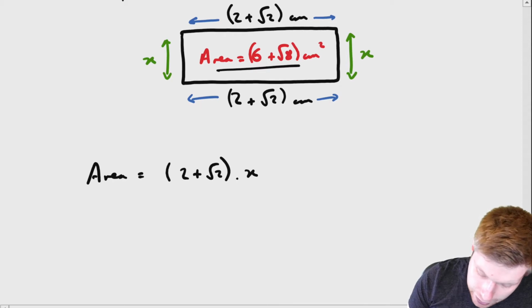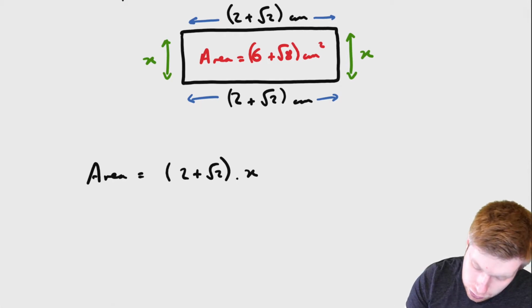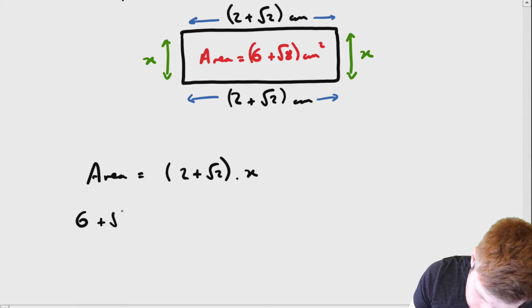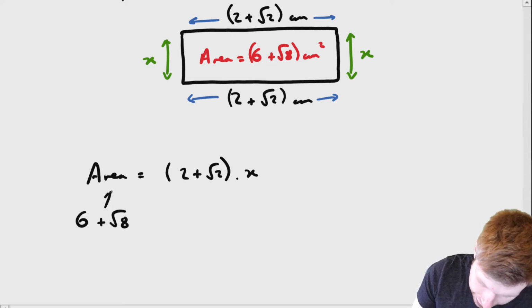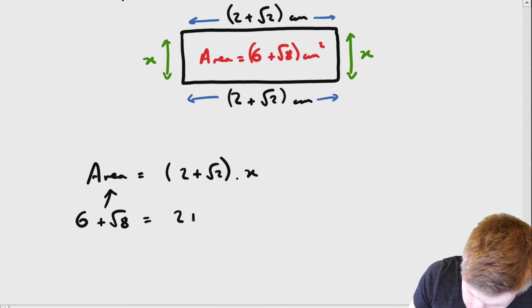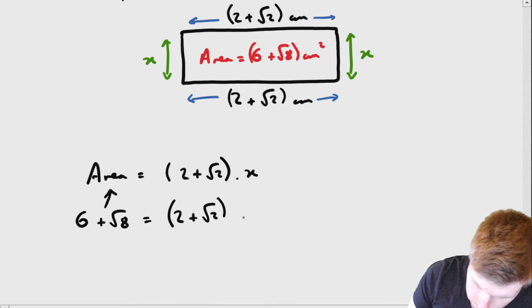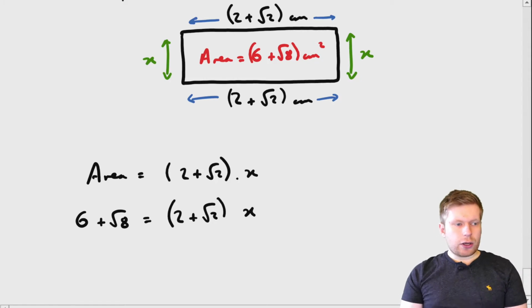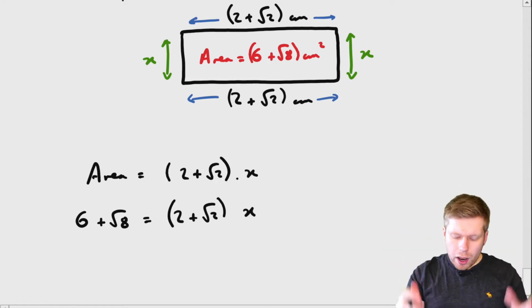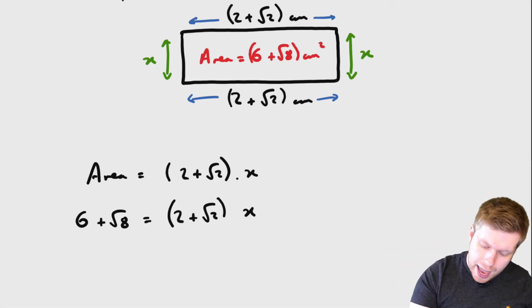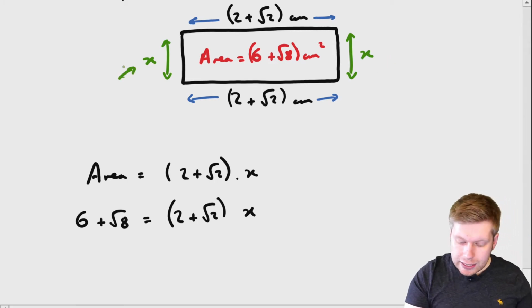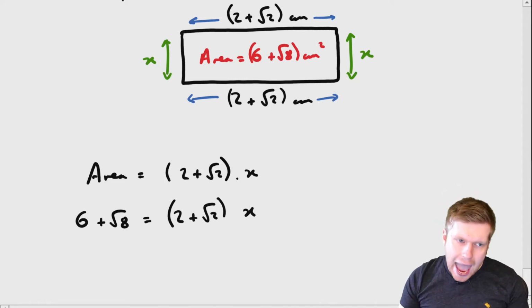I know that the area is 6 plus root 8 centimetres squared. So in other words, I'm saying that 6 plus root 8, that's my area, must be equal to my 2 plus root 2 times by x, right? So think what I'm after. What am I after? Well, in order to find the perimeter, we just said I need to know what these two sides are here. In other words, I need to know the value of x.